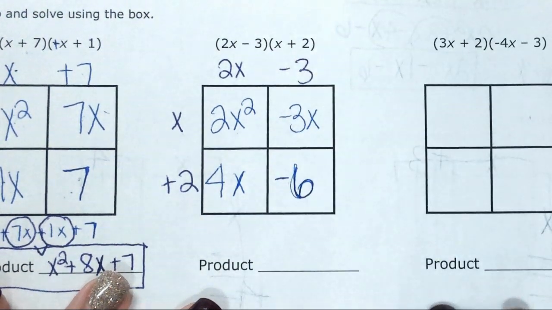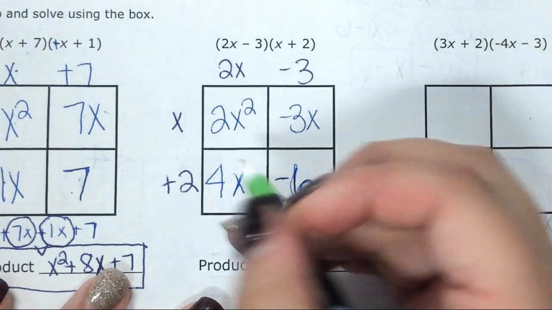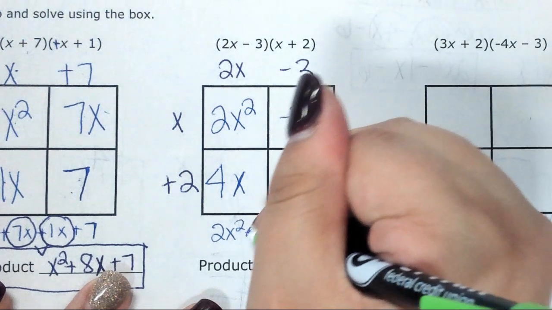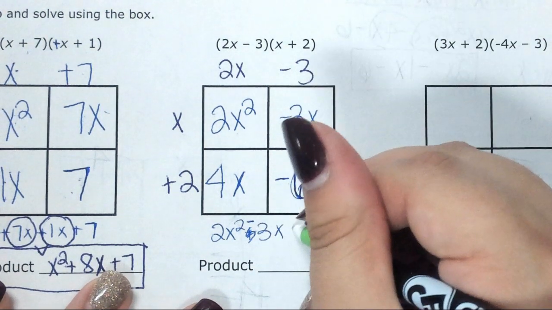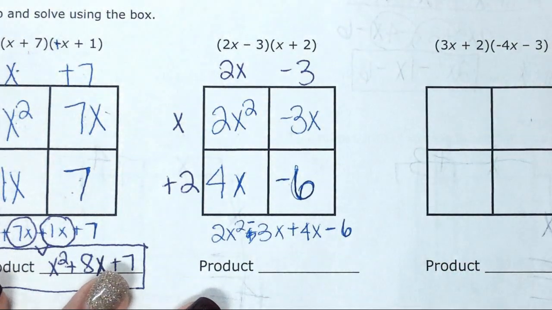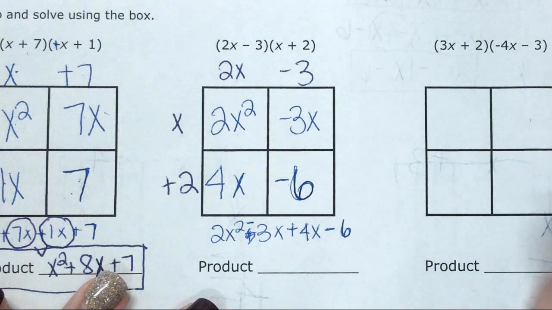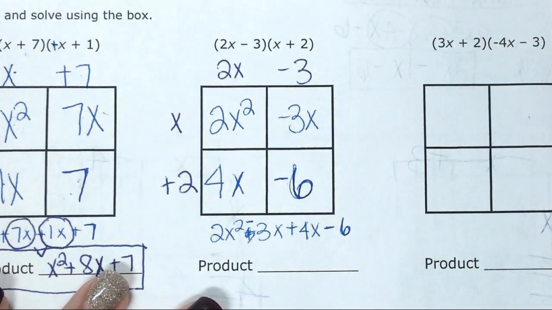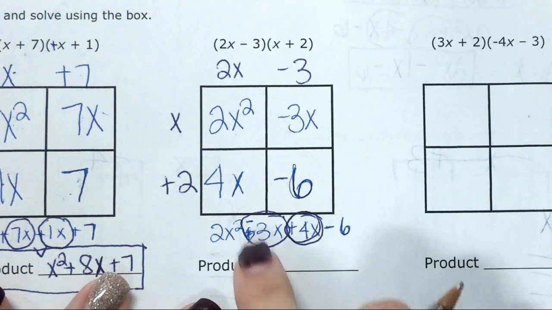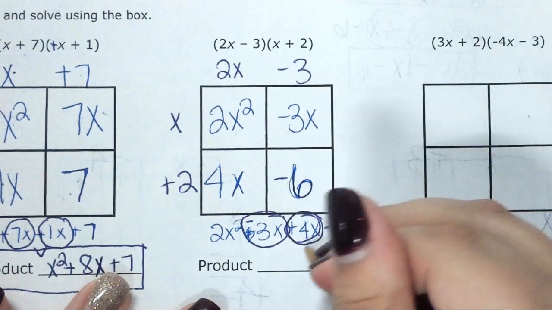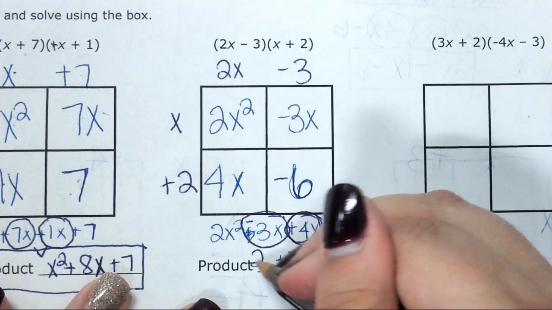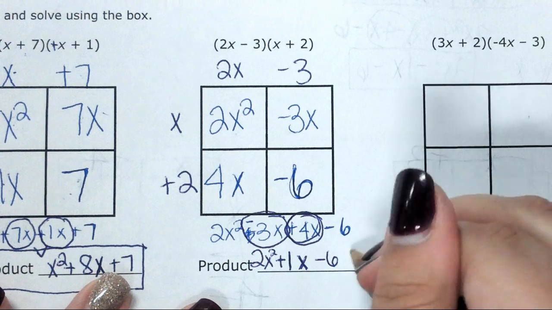And now we just got to bring them out. 2x squared, oh, not plus 3x, sorry, minus 3x plus 4x minus 6, or negative 6. And negative 3x plus 4x, we got to combine them because they're both x's, gives me 1x, positive 1x. And then I'm just going to bring everything else down.